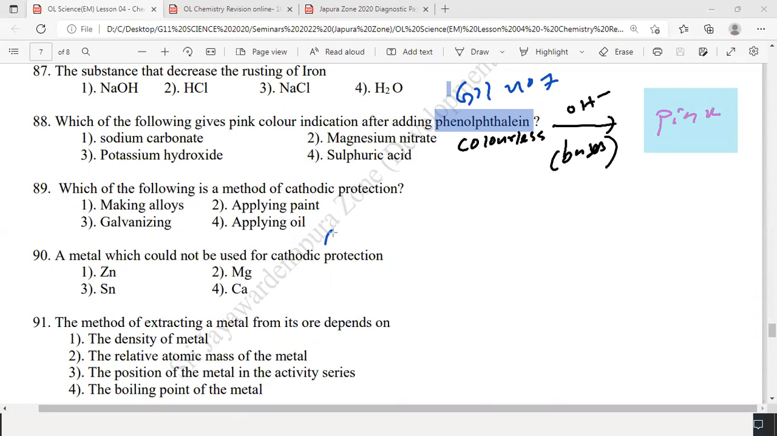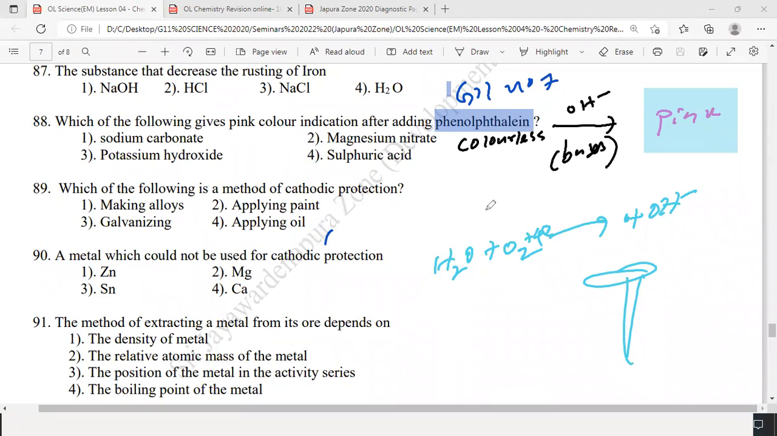OH minus can come from what? Even from rusting, that O2 plus H2O becomes OH minus. So therefore around the iron nail, if you get pink coloration, that means the reduction reaction has occurred. If the reduction has occurred, definitely the oxidation also has occurred, right? So therefore we can predict whether the rusting has started or not. We can check by using phenolphthalein.